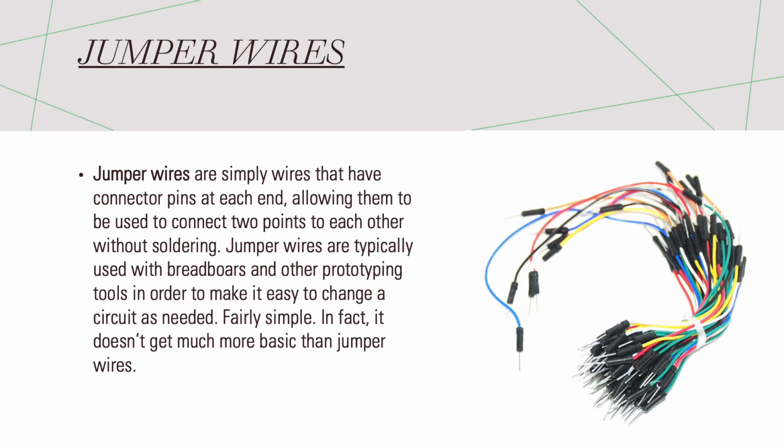The fourth part is materials is jumper wires. Jumper wires are simply wires that have connector pins at each end, allowing them to be used to connect two points to each other without soldering. Jumper wires are typically used with the breadboards and other prototyping tools in order to make it easy to change its sources as needed. Fairly simple, in fact, it doesn't get much more basic than the jumper wires.